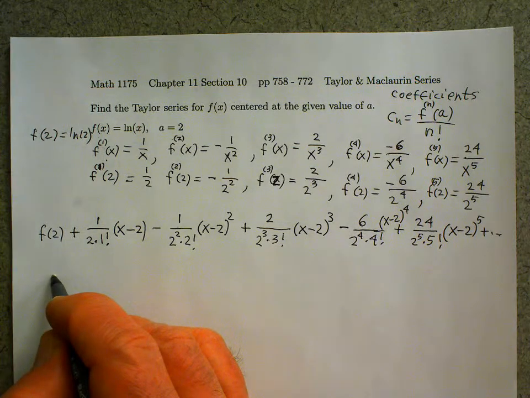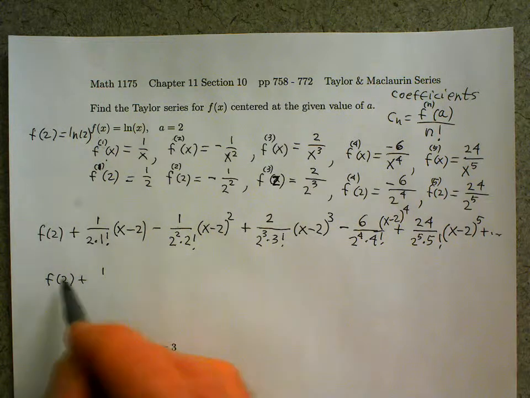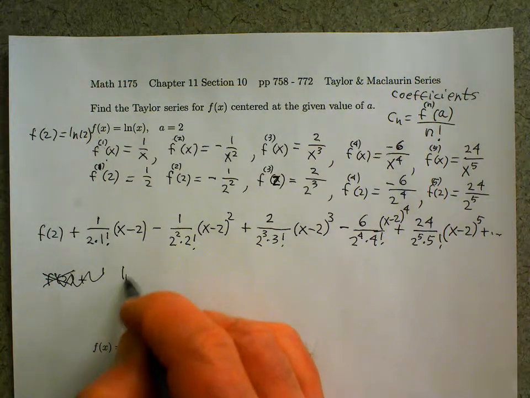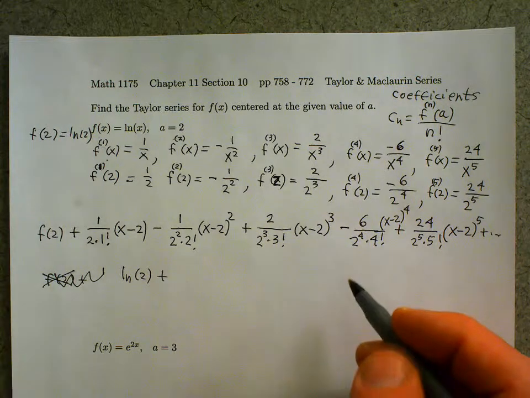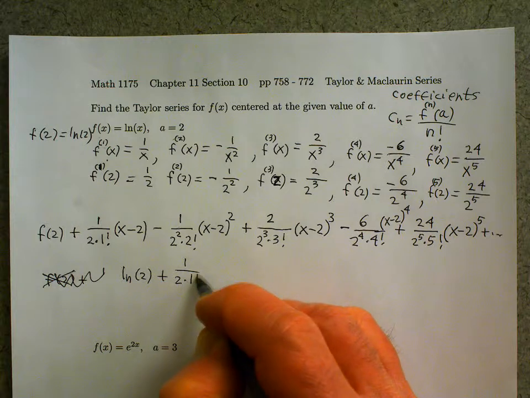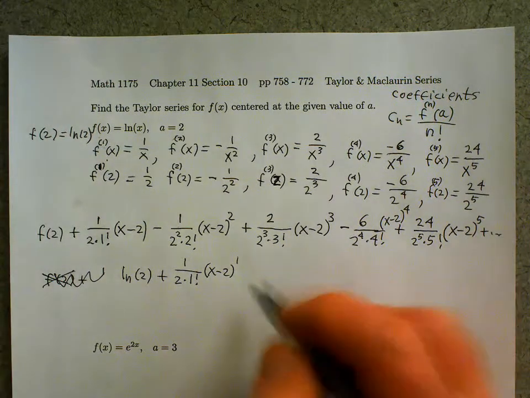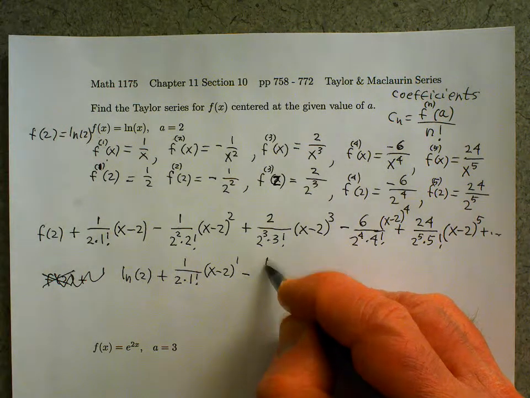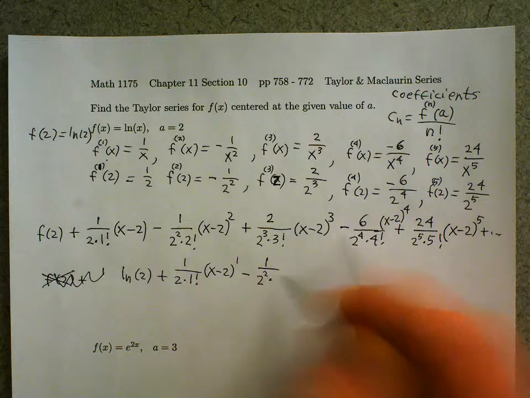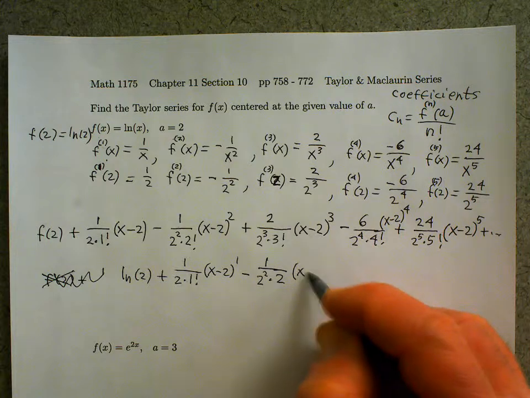Okay, let's simplify this a little bit. F of 2 is the natural log of 2. So the natural log of 2 plus 1 over 2 times 1 factorial times x minus 2 to the first, minus 1 over 2 to the second times 2 factorial, which is just 2, and then x minus 2 to the second.